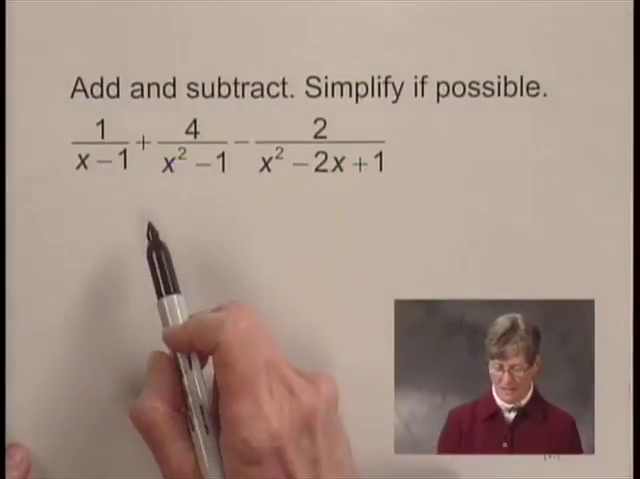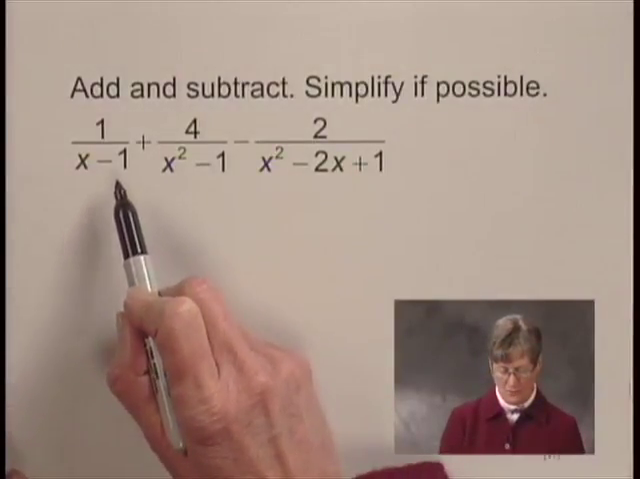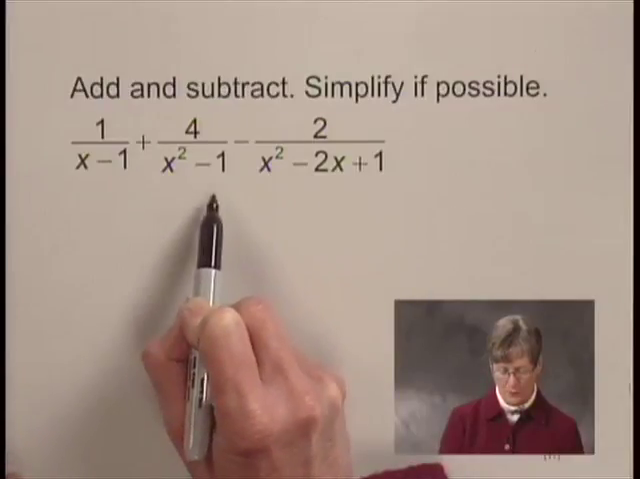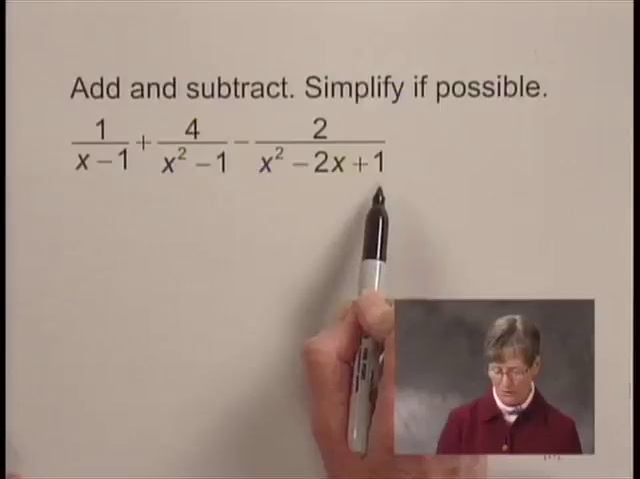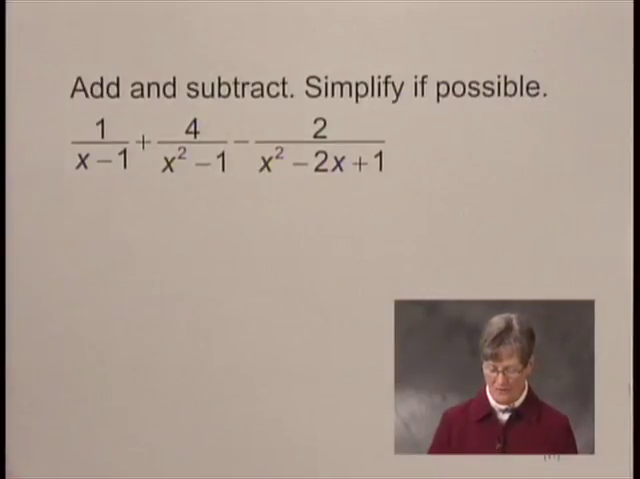We're going to do a combination of additions and subtractions of rational expressions, and then we'll simplify the result if we can. The exercise that we're going to be doing is 1 over x minus 1 plus 4 over x squared minus 1 minus 2 over x squared minus 2x plus 1. And the first thing that I need to do is to find the least common denominator of these expressions.